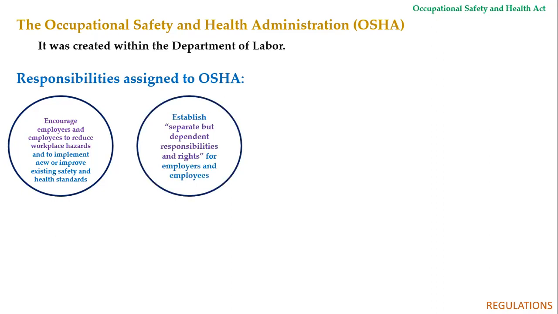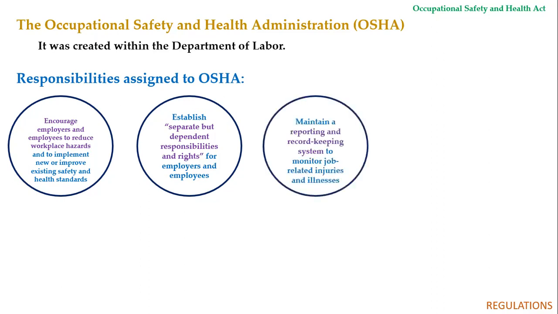The other responsibilities were to establish separate but dependent responsibilities and rights. It should be stressed that the responsibilities and rights are dependent as well as separate for the employers and employees. Then, maintaining a reporting and record keeping system to monitor job related injury and illness. The main purpose was to maintain the statistics.